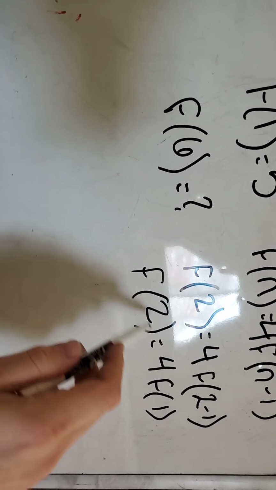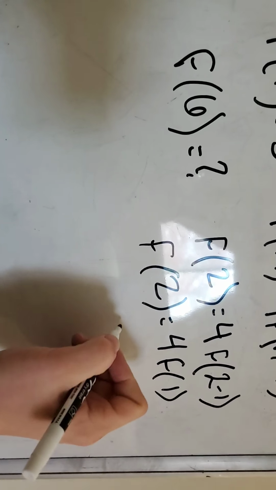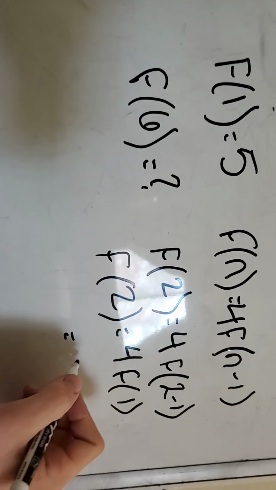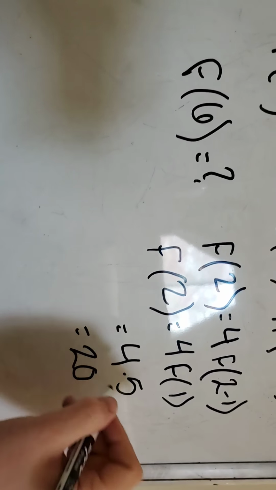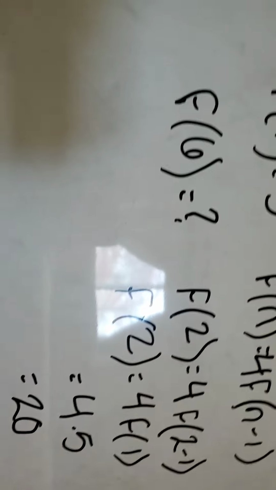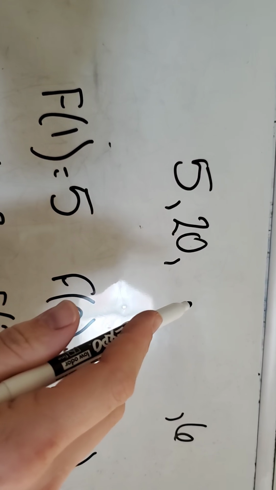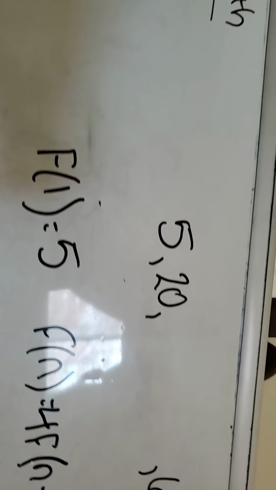So this term has to be 4 times the term before it. Well, what is f of 1? It's 5. So 4 times 5, which is 20. So I write that up here. That's my second term, 20. Well, if the next term is just 4 times the term before it, can't I just keep multiplying by 4?